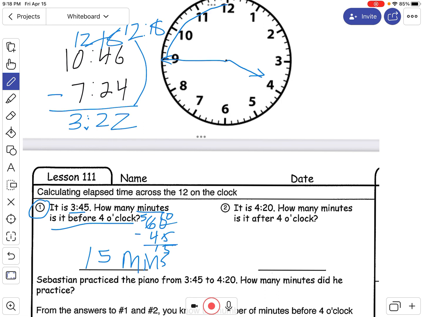Okay, then it says it is 4:20. How many minutes is it after 4 o'clock? Well, if it's 4:20, then it's 20 minutes after 4 o'clock. That's what 4:20 means.